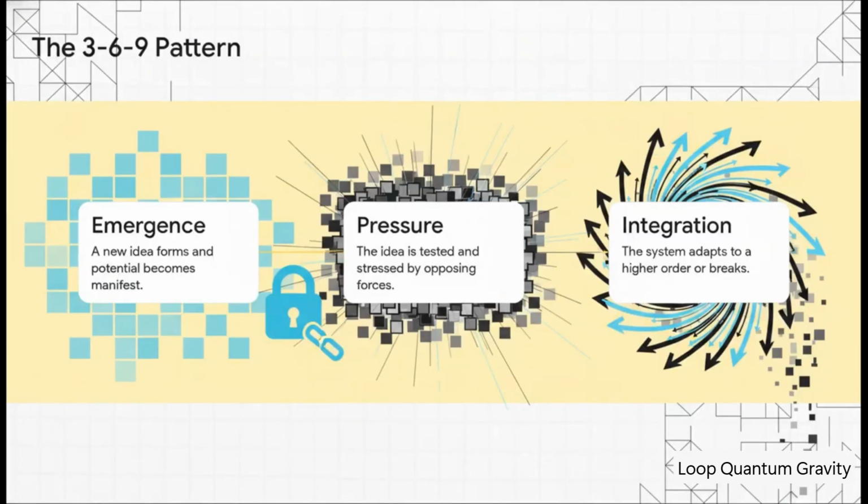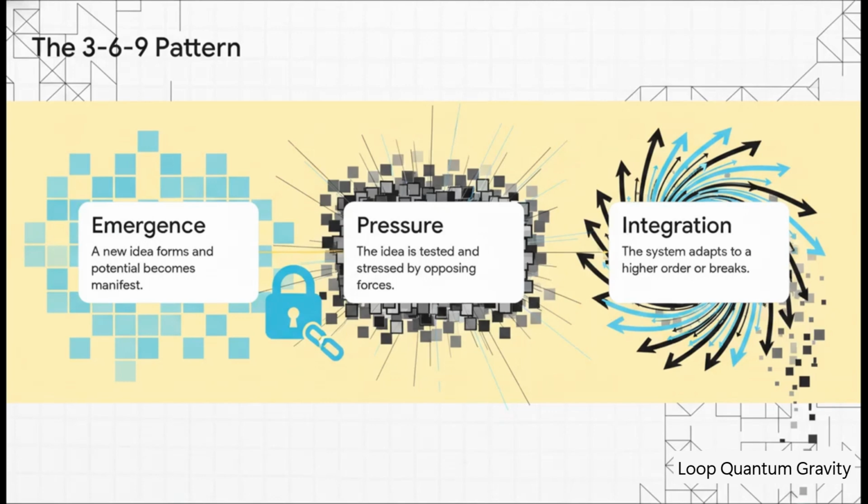Here are the 3 steps of THD. Step 1 is emergence. A new idea forms. For LQG, this was the super exciting idea that space might be pixelated. Step 2 is pressure. The idea gets tested and stressed out. Step 3 is integration, where the idea either adapts and succeeds, or it flat out breaks and needs to be replaced. So where are we now? Well, the THD hypothesis tells us that loop quantum gravity is completely stuck in step 2. The pressure phase.